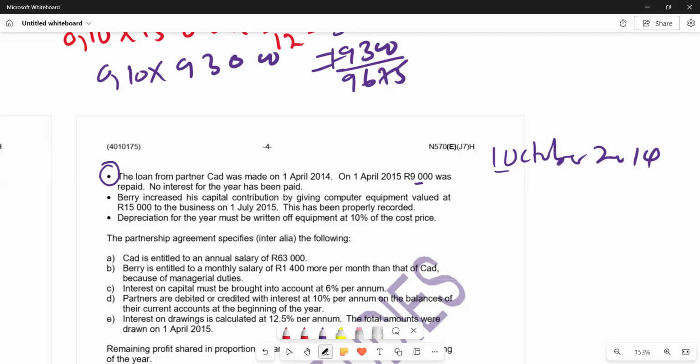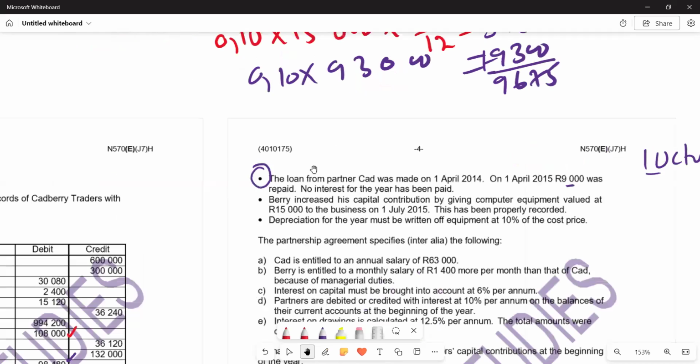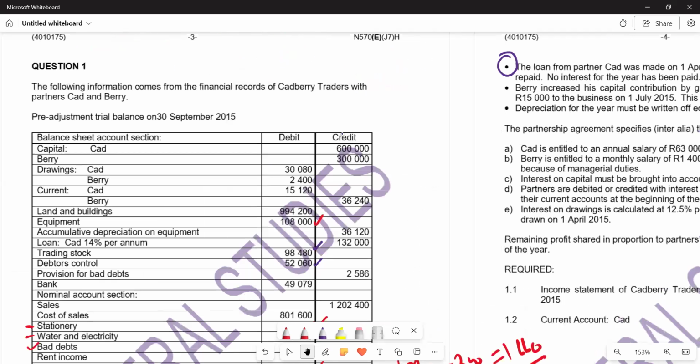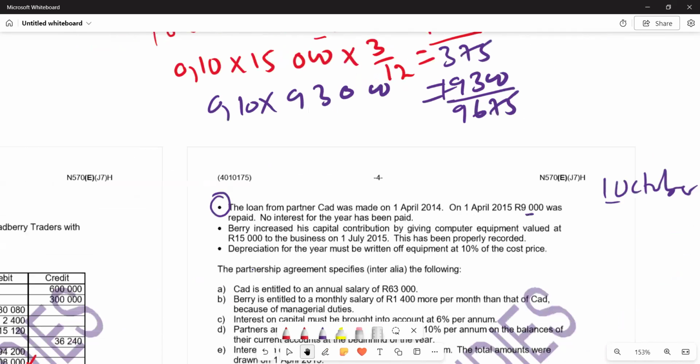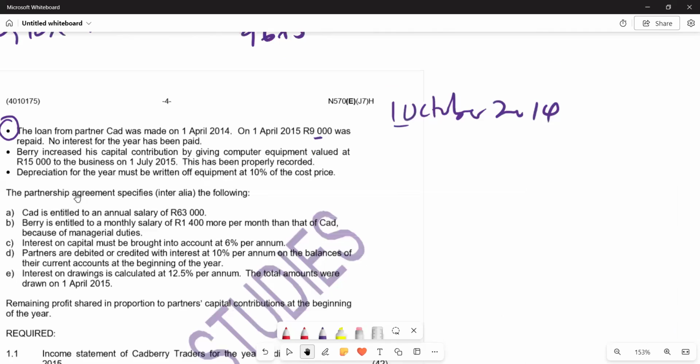So it means this 9,000 was already subtracted. So the figure that we are having there in the trial balance, which is for loan, which is 132,000, the 9,000 was already subtracted here. So we need to add the 132 back so that we know what balance we had at the beginning. So we are saying 132,000 plus 9,000, we are going to get 141,000. So it means at the beginning of the year, we had 141,000 loan.